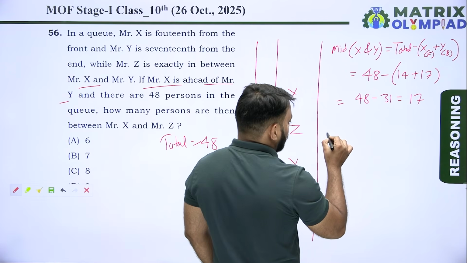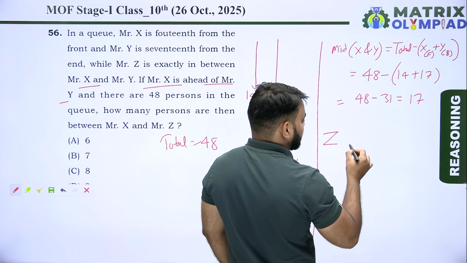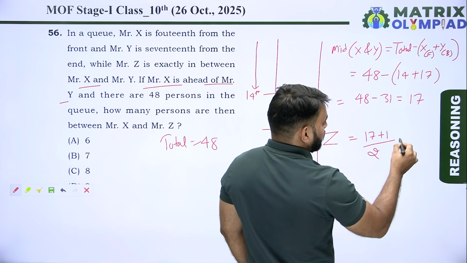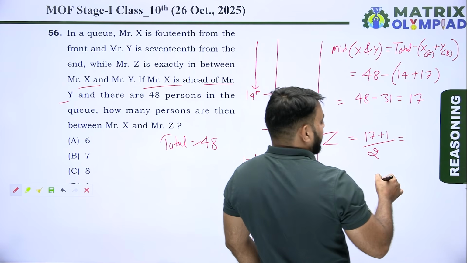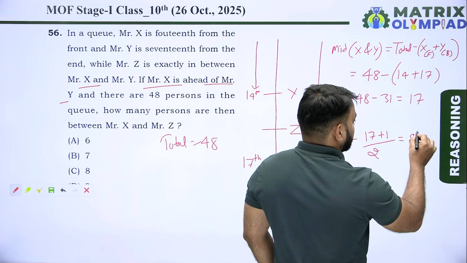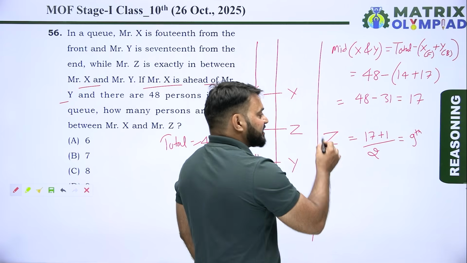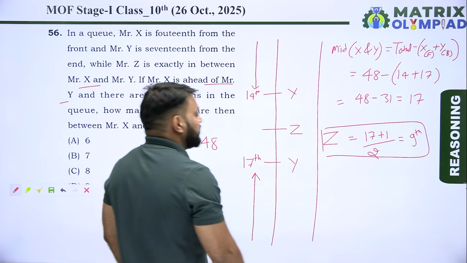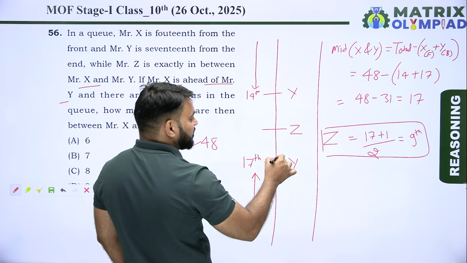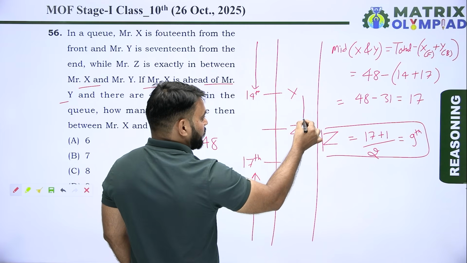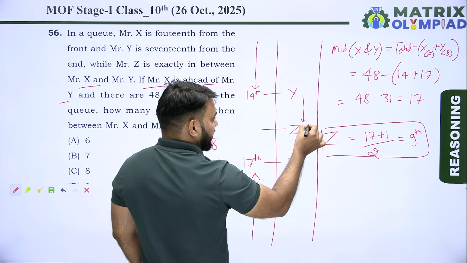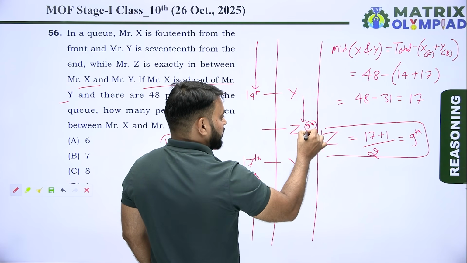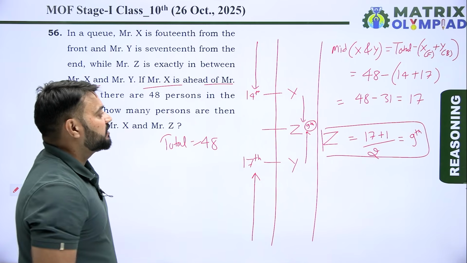So position of Z from the X is 17 plus 1 divided by 2. 17 plus 1 it means 18. 18 divided by 2 it means 9th. Z की X से पोजीशन 9th हो जाएगी और Z की Y से भी पोजीशन 9th ही हो जाएगी बिकॉज इन दोनों के एग्जैक्ट मिड में है. सो पोजीशन ऑफ Z फ्रॉम द X इज 9 एंड पोजीशन ऑफ Z फ्रॉम द Y इज ऑल्सो 9th.